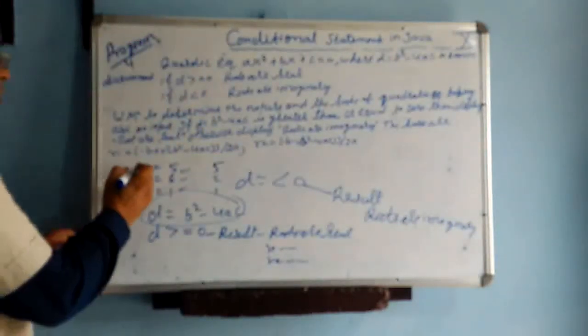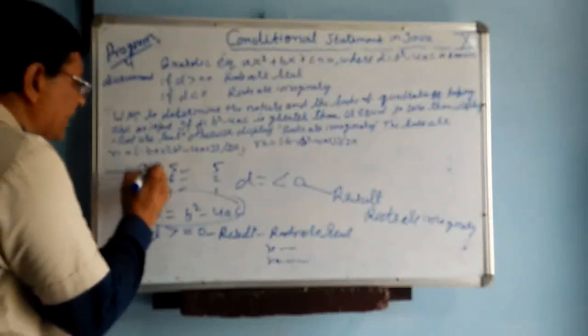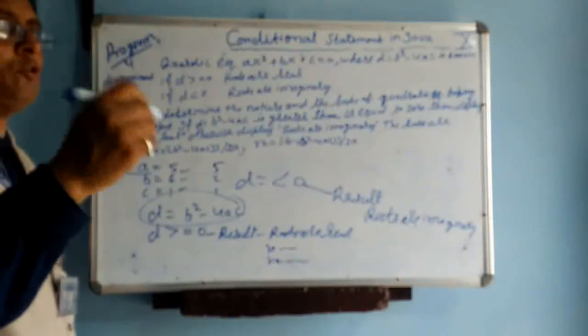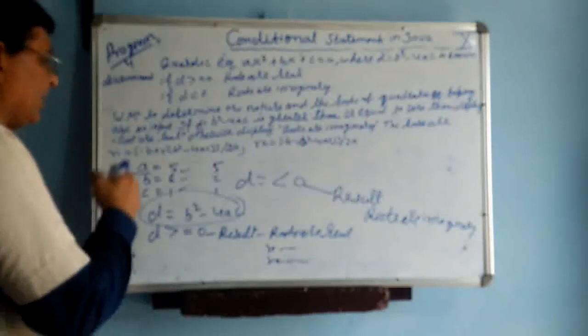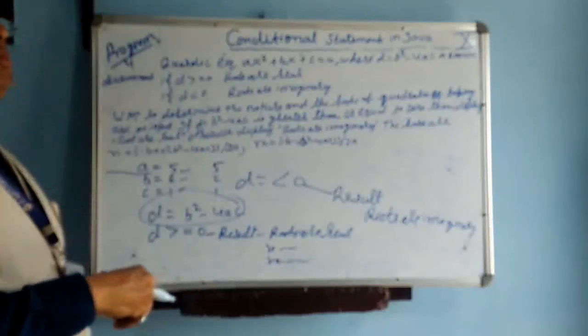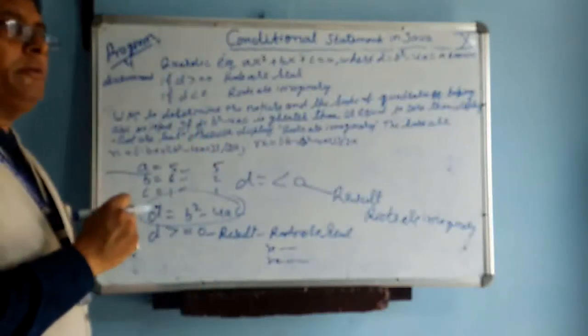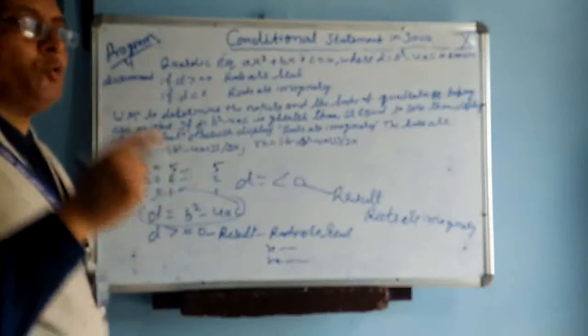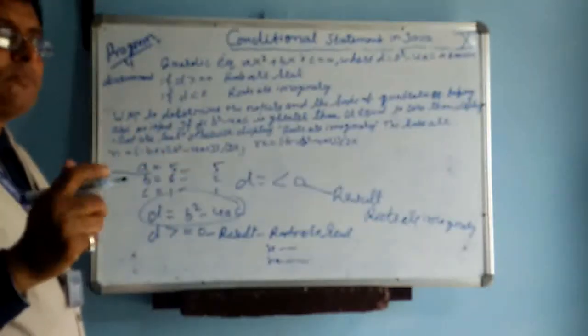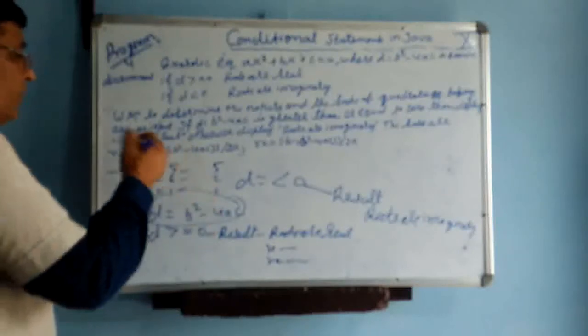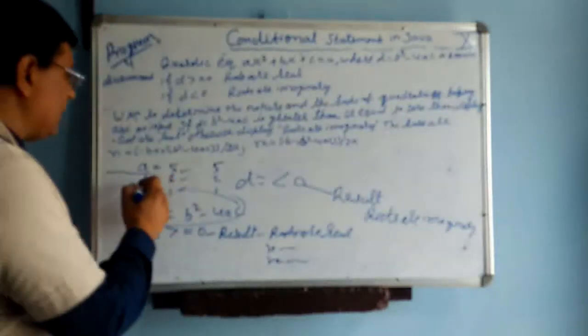So like this we have to solve this problem. First of all, we will enter the value of a: System dot out dot print, enter the value of a. Then we have to store the value of a, like this: integer a is equal to in dot next integer function. Then we will enter the value of b, then c.